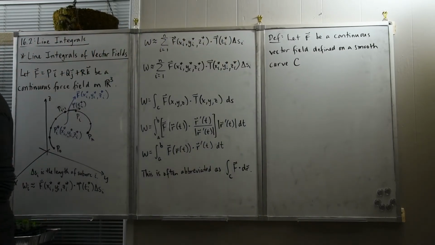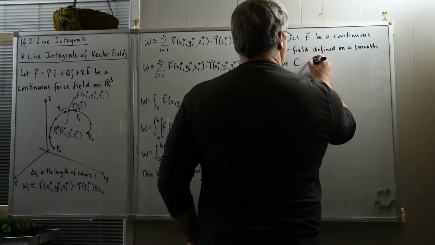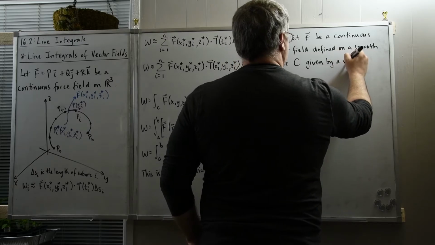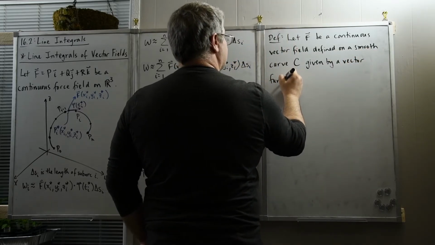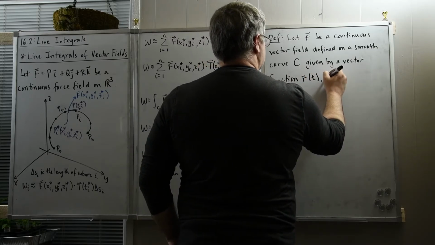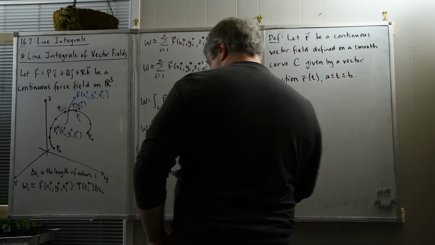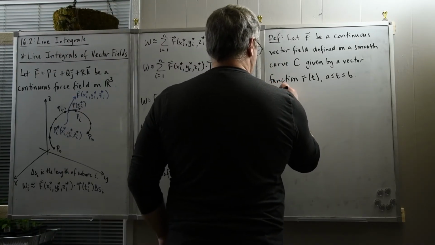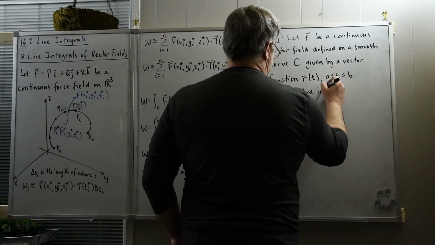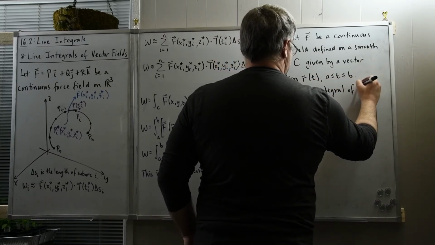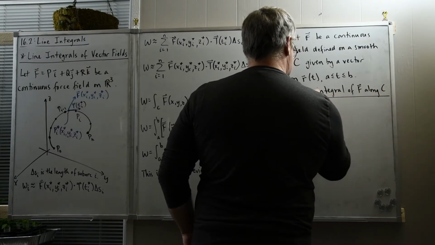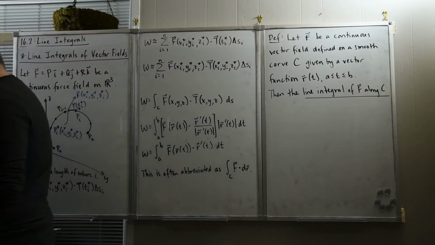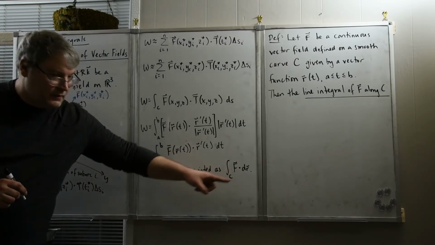F is a continuous vector field defined on a smooth curve C. And this smooth curve C is going to be given by a vector function r of t, where t ranges from a to b. Then the line integral of F along C is this thing right here.